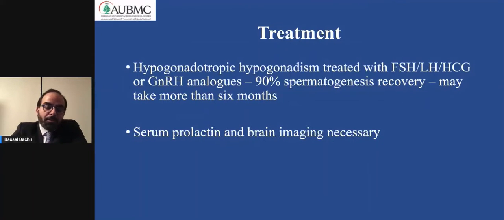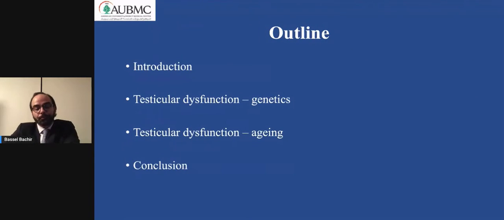Hypogonadotropic hypogonadism is a disease that's mostly treated medically and not surgically. Most of these patients, up to 90%, will recover their spermatogenesis using a combination of injectable FSH, LH, and HCG injections and sometimes GnRH analogs. This may take 6 months and sometimes up to 2 years for sperm recovery in the ejaculate. And what's important to note is that in this subset of patients with hypogonadotropic hypogonadism, a serum prolactin level and brain imaging may also be necessary.